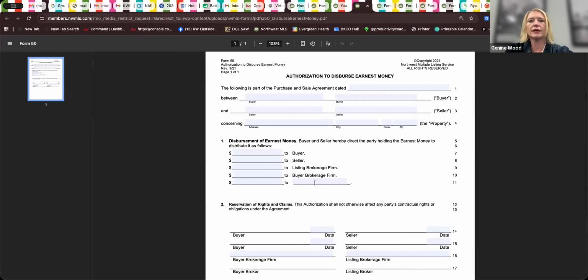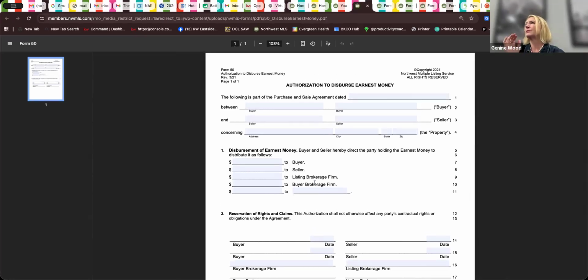Form 50. Form 50 is the release or authorization to release earnest money to one or both parties and both firms, whatever is agreed upon on this form. Once this is signed around, delivered to escrow along with the 90I, wherever the earnest money is going, then that's where escrow will send it based on this being signed by all parties.